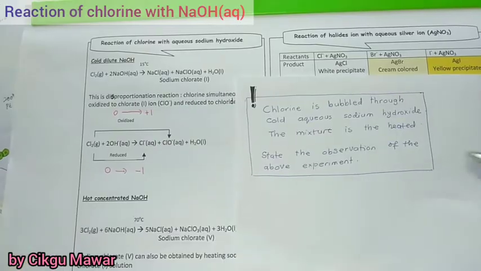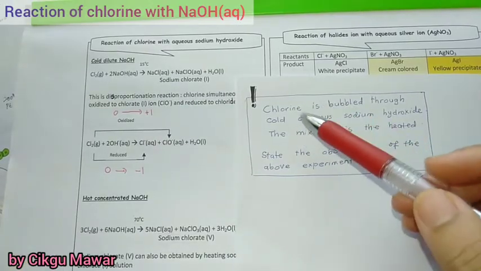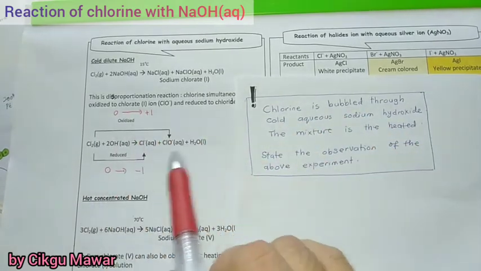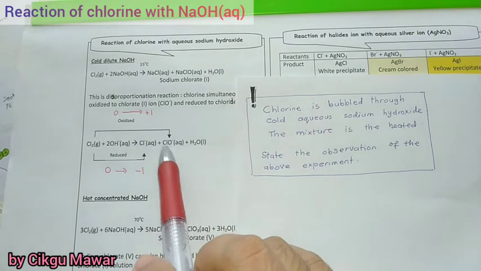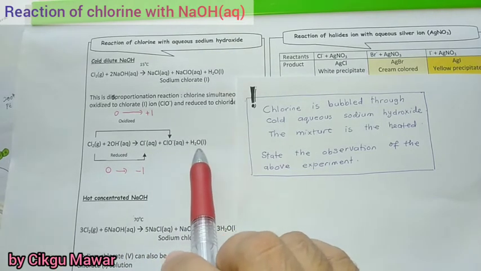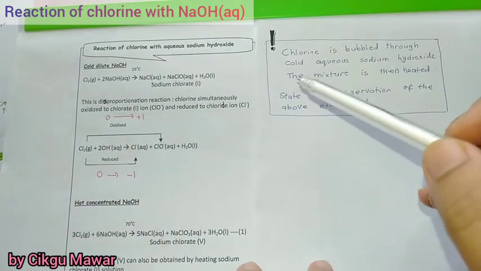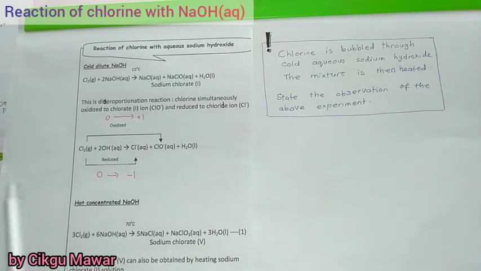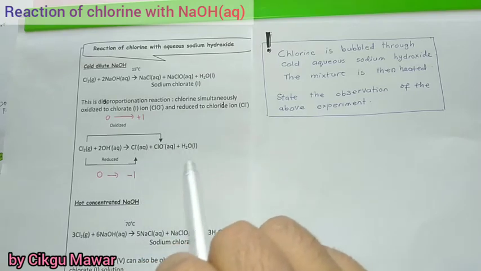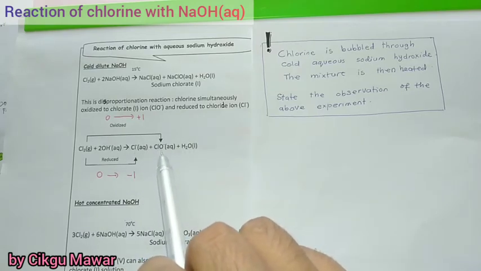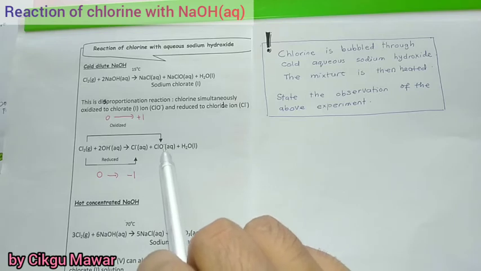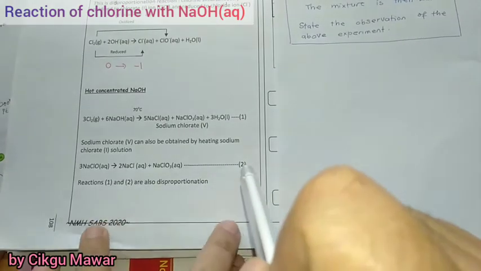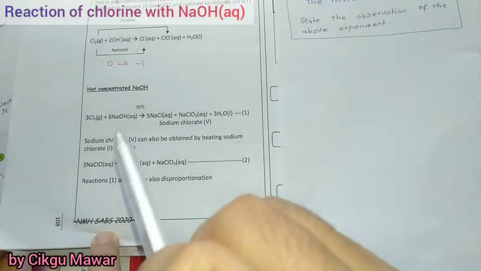Refer to our question. Chlorine is bubbled into cold aqueous NaOH. So the products formed are chloride ion, chlorate(I) ion, and liquid water. We refer to the second sentence: the mixture is then heated. That means the mixture refers to the chlorate(I). What happens if this chlorate(I) is heated? Refer to the second equation below.